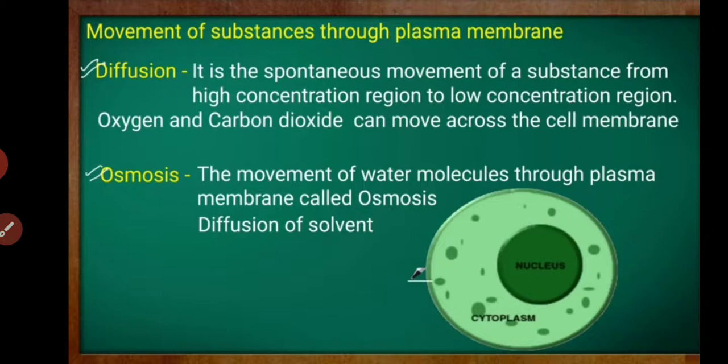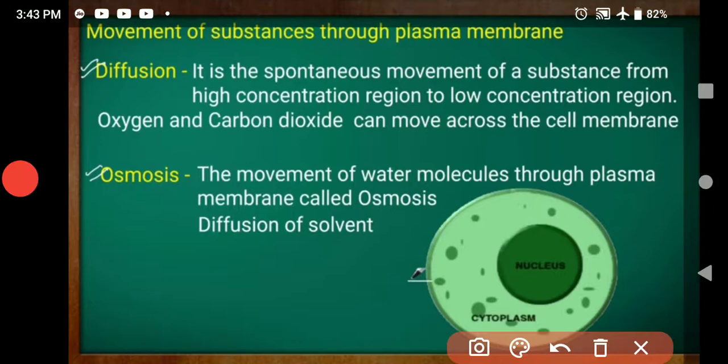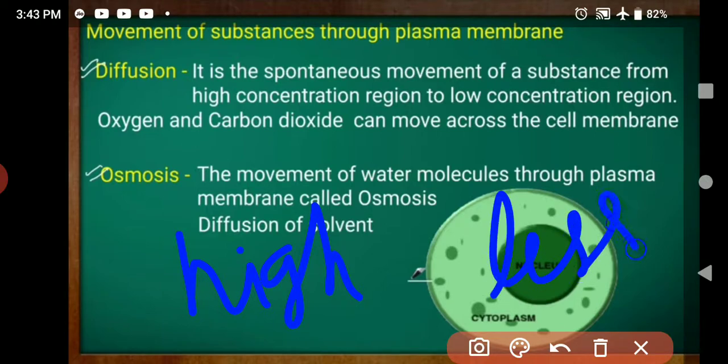Oxygen enters the cell when concentration is higher outside the cell than inside the cell. See, outside the cell, concentration is high and inside the cell, concentration is less. So, oxygen enters the cell from high concentration region to low concentration region, right? Oxygen enters from outside the cell to the inside of the cell.